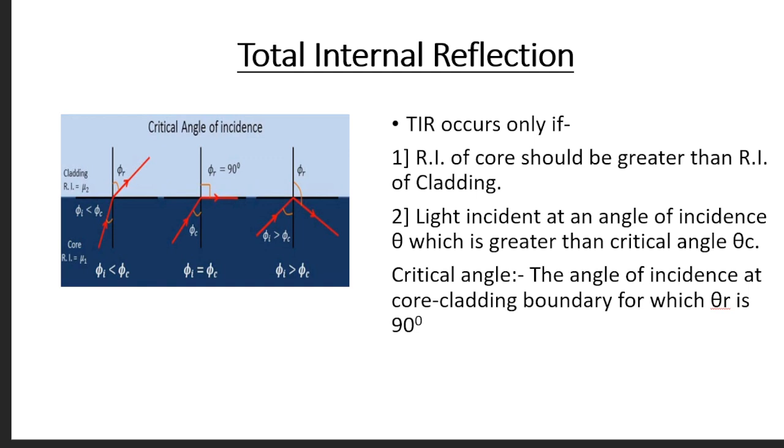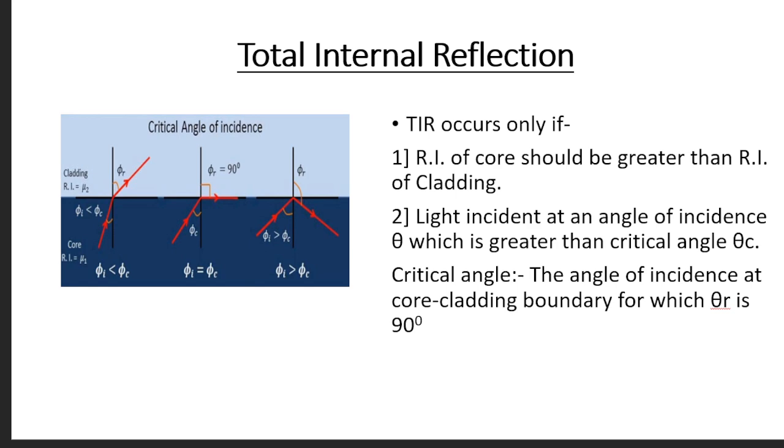In the first diagram, your light ray is incident at an angle of theta i, and it gives us the refracted ray, and the angle of that is theta r. That means if we incident light at an angle theta i at a core-cladding boundary, it gives us a refracted ray at angle theta r, in which the light ray is transferred from a denser to a rarer medium. Therefore the angle of refraction should be greater than the angle of incidence.